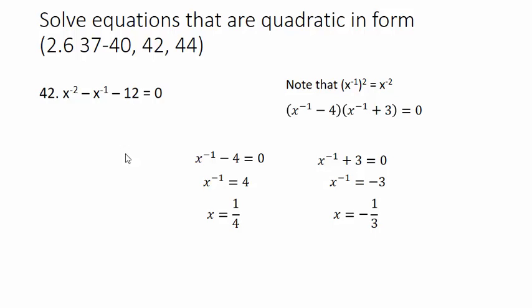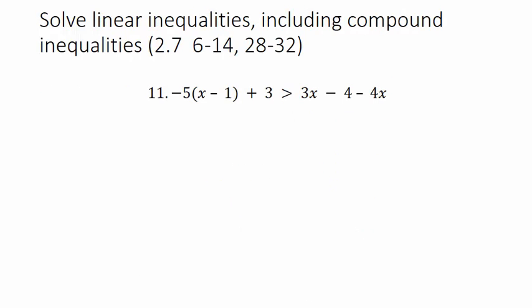Okay. So the general approach there, it's quadratic in form. Once I verify that, I can factor, but I do it with the term in the middle there, in this case x to the negative 1. I solve for that, and in this case I get x to the negative 1 equals 4, x to the negative 1 equals negative 3. Then I have to do something with the powers to solve the problem. Here I raise both sides to the negative 1, which means do the reciprocal, and we get 1/4 and negative 1/3. And then we did inequalities.